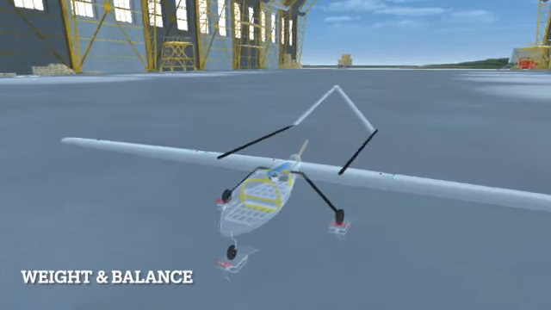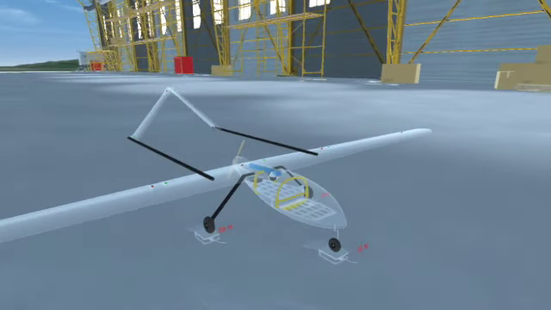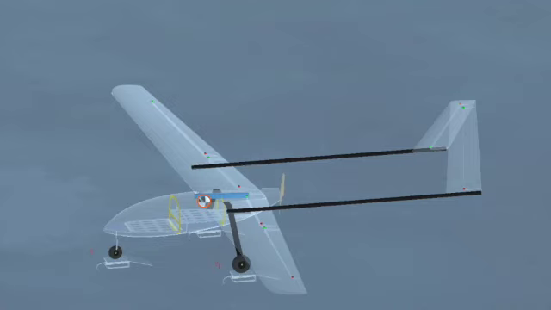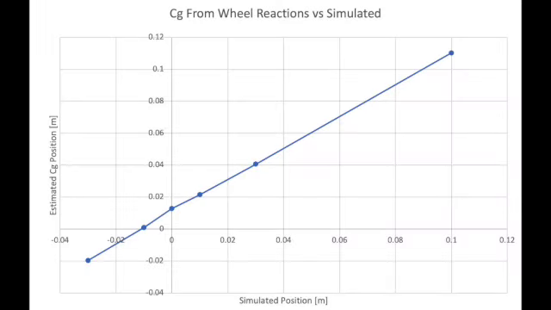The first test carried out for the UAV is determining the CG position and mass, which is calculated using the wheel reaction measurements, using the port, starboard and nose arm with the respective loads. The aft CG limit was found to be 0.12 meters for wheels down. We can see the measured CG against the actual CG at different locations, and it shows a linear trend.